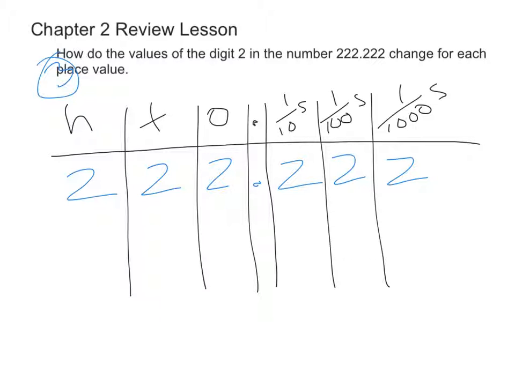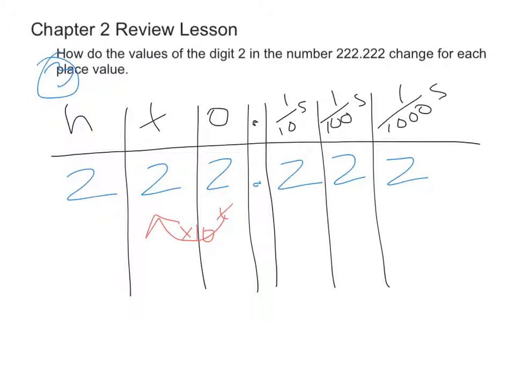So if I have a 2 here in the ones place, if it moved to the tens place, I'd be going from 2 to 20. Well, to get from 2 to 20, I'd have to multiply by 10, which means that it gets 10 times greater.